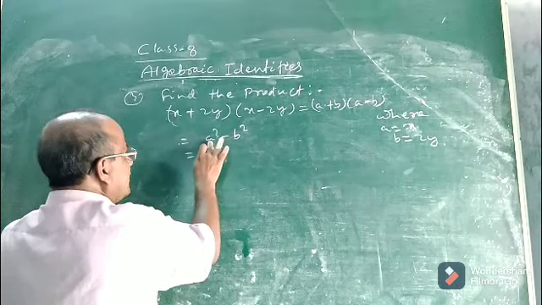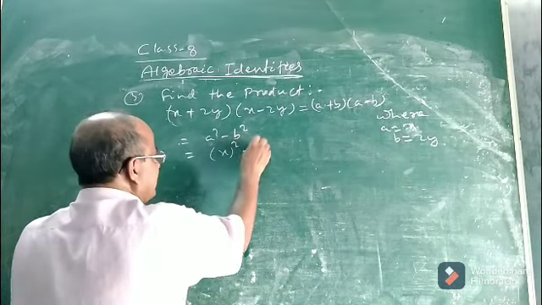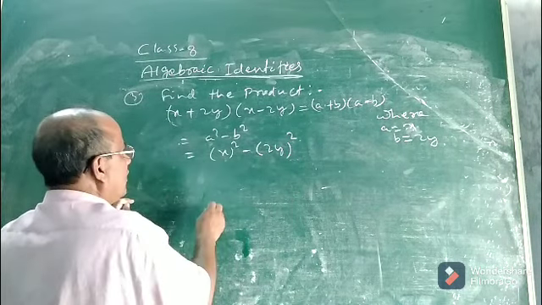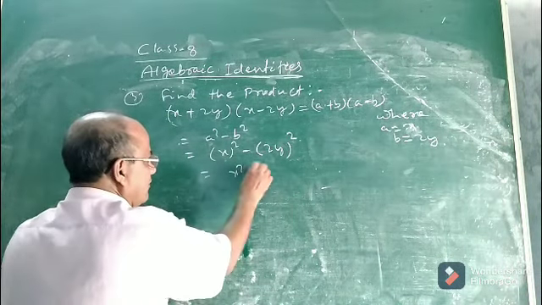What is the value of a? It is x, take the square of x. What is the value of b? It is 2y, put the value of b. So now this will be x square minus 4y square.